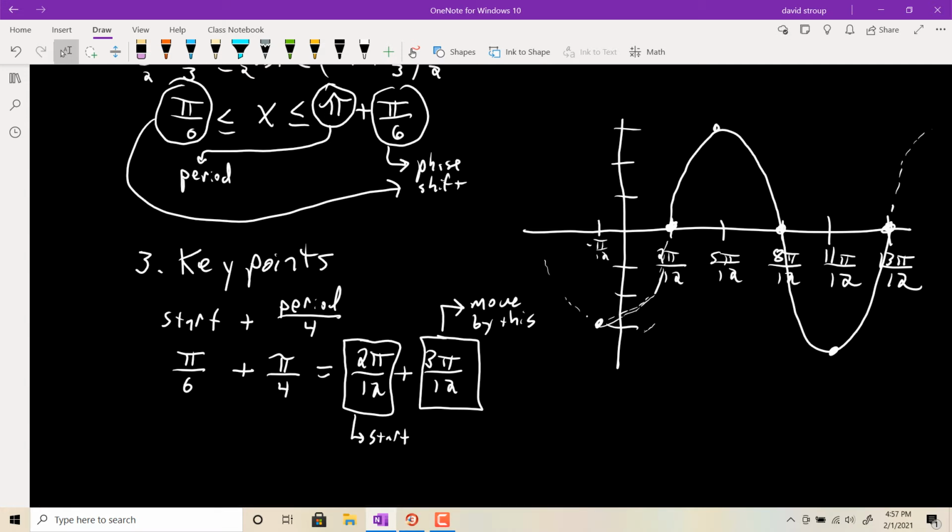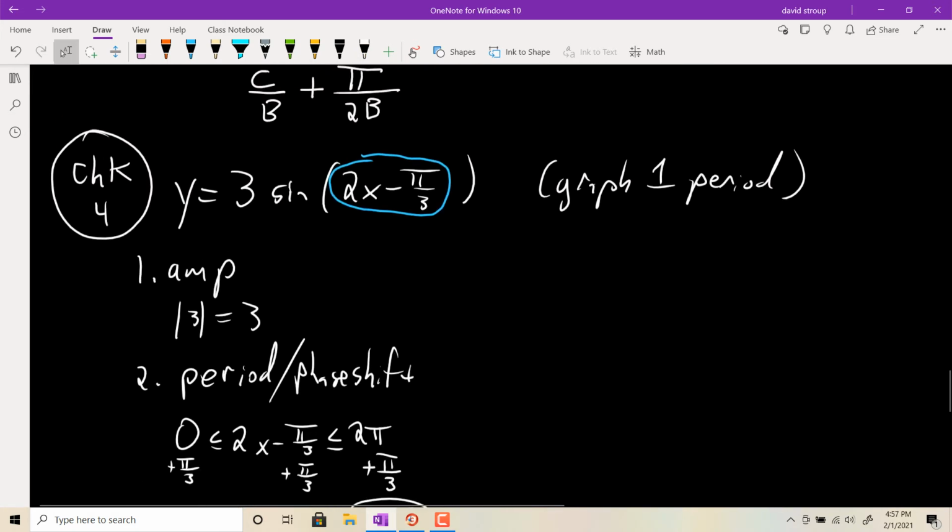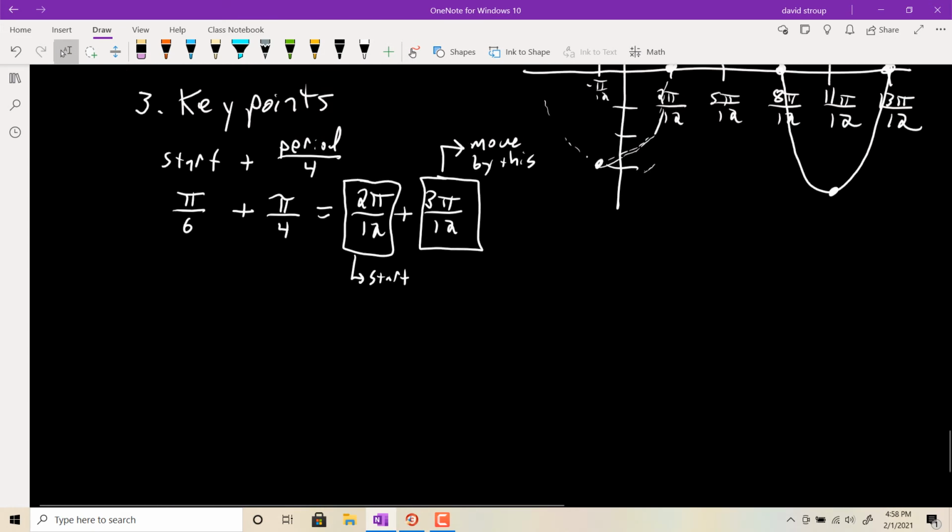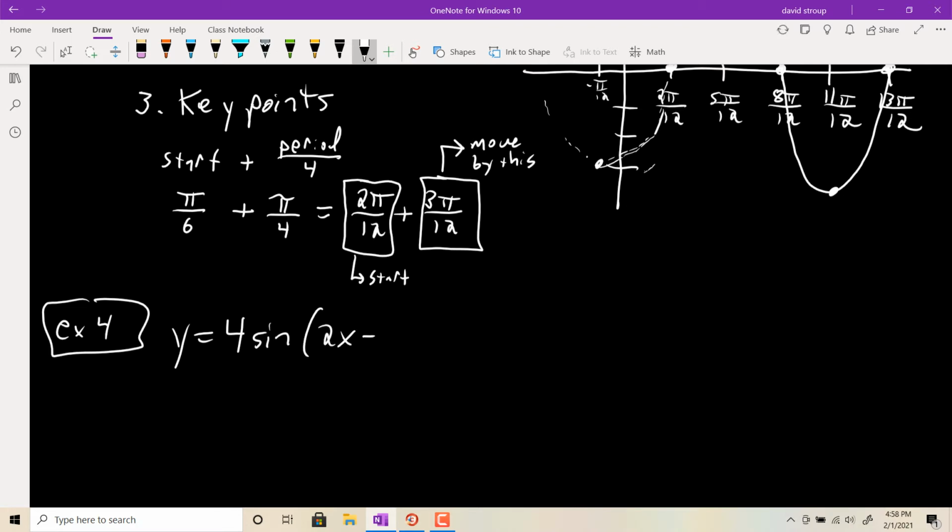Let me get my book here. What problem was that? That was check 4. So let's do example 4. Okay, so we have y equals 4 sine of 2x minus 2 pi over 3. We just want one period. Okay, so here we go.